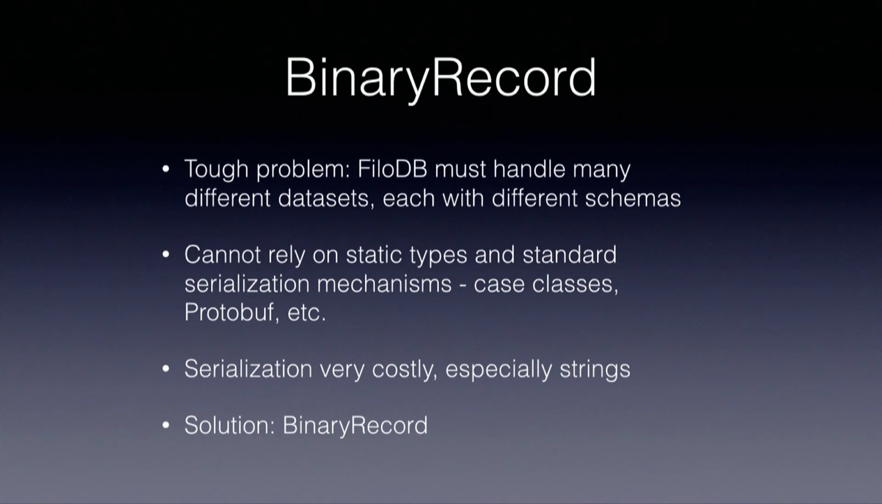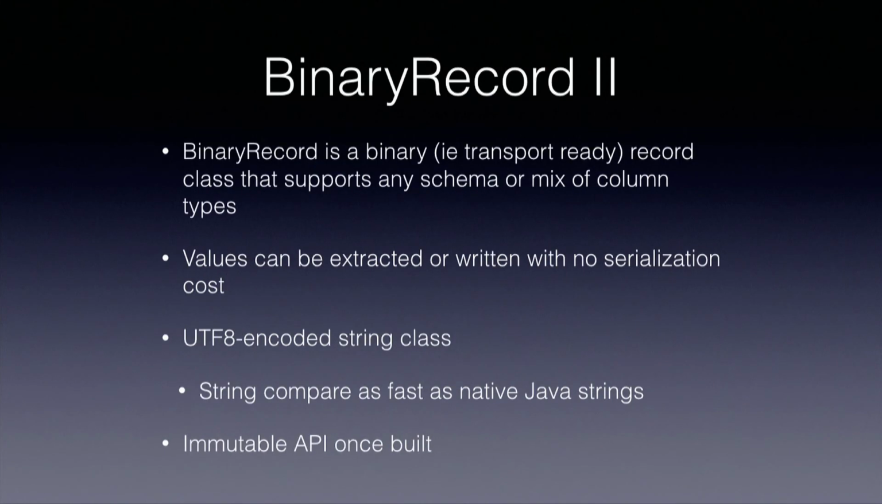You can think of what generic ways I can do this easily in Scala. Well, there isn't really. I mean, I can use something like a Seq of Any, for example, right? So that's really slow. It means that everything has to be boxed into an object, and serialization becomes very costly. So the solution that we have is something called a binary record. What it is, is essentially a binary data type. That means the data is already serialized when it's created. But it supports different schemas, and you can extract values with no serialization.